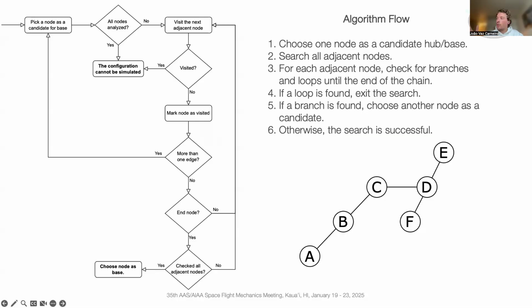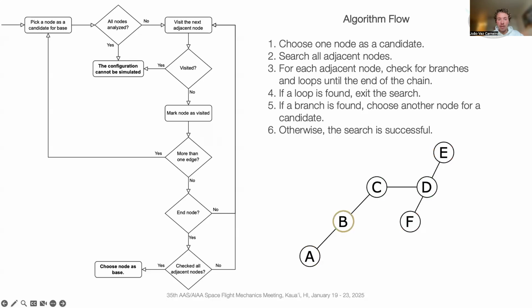On the lower right, we have an example graph, and let's start with candidate node A. A has one adjacent node, B, and if we go through that chain, B is fine, C is fine, D is fine. But then at D, we see that it branches through E and F. So A could not be a candidate node.